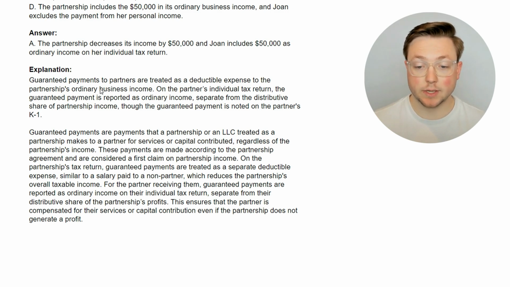For the partner receiving them, guaranteed payments are reported as ordinary income on their individual tax return, separate from their distributive share of the partnership's profits. This ensures that the partner is compensated for their services or capital contribution even if the partnership does not generate a profit. Okay, so essentially, guaranteed payments are separate from the percentage share that a partner would receive if the partnership had profit. They are guaranteed to receive that payment even if the partnership didn't do that well.